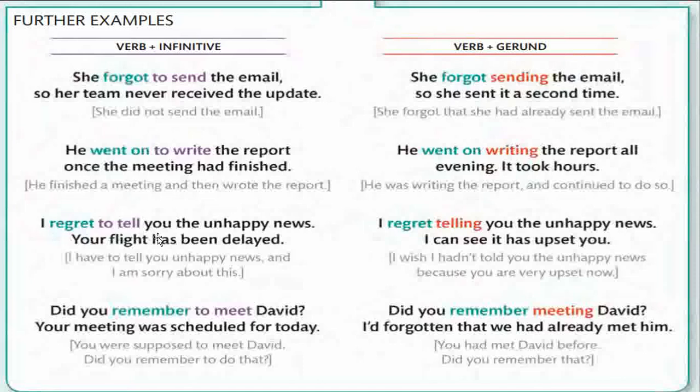I regret to tell you the unhappy news. Your flight has been delayed. Regret to tell you, that means unhappy to inform. I have to tell you unhappy news and I'm sorry about it. So unhappy to inform something. I regret telling you the unhappy news. That means this action is over. Now the person is repenting. I can see it has upset you. I wish I hadn't told you the unhappy news because you are very upset now. So that means some action has already taken place in the past. Now the person is regretting.